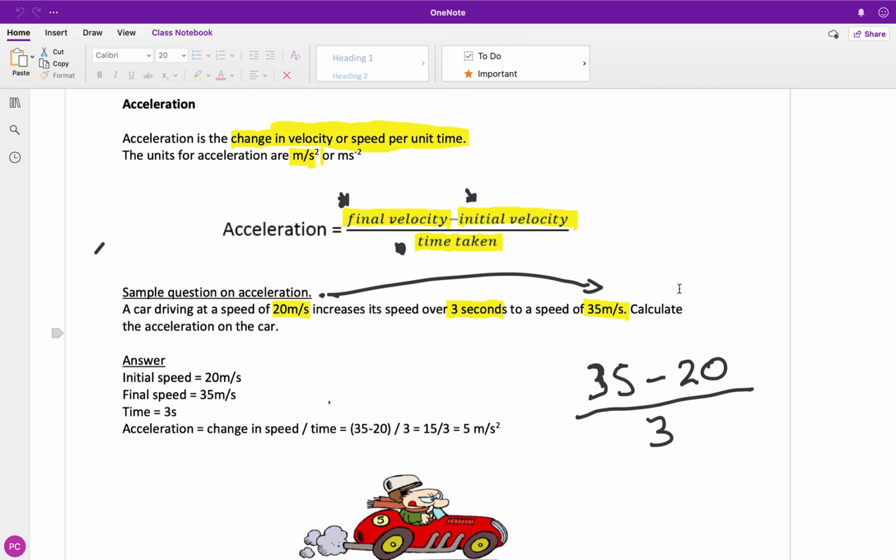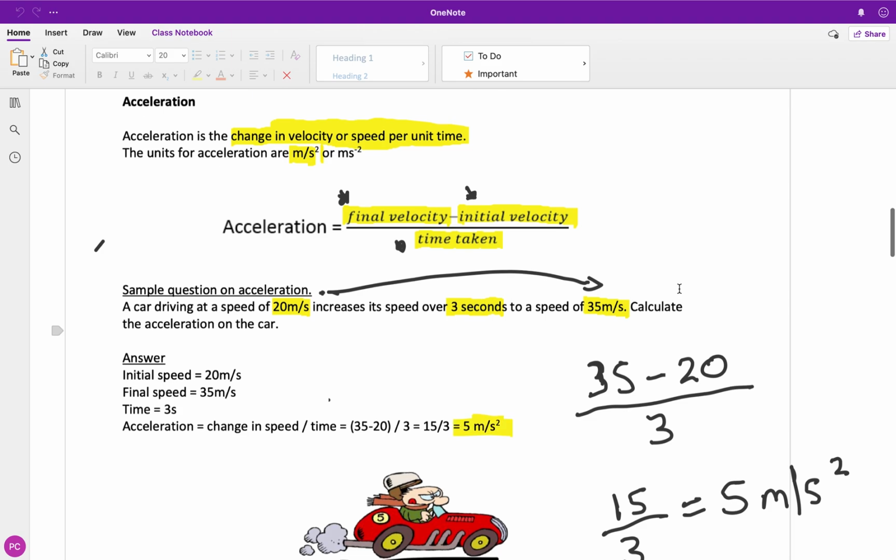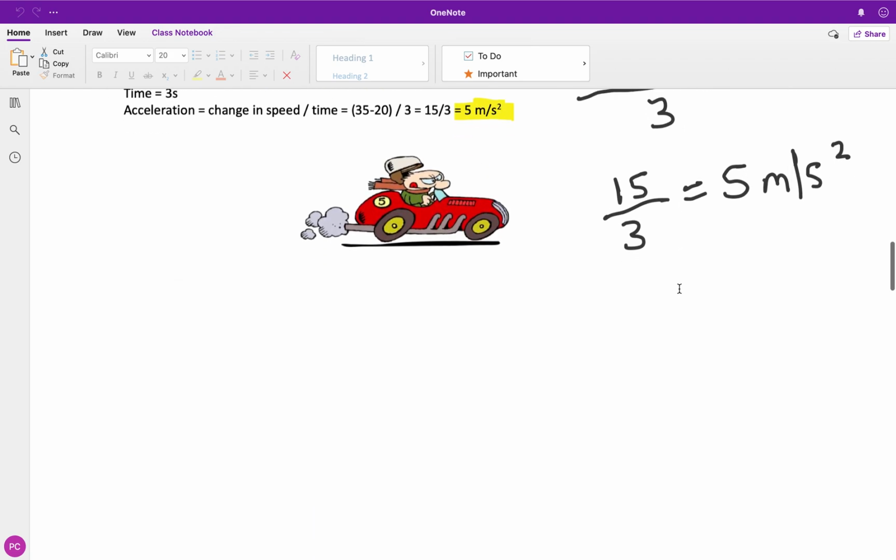Okay, so let's work that out then. That's going to be 15 all over 3, which is equal to 5 meters per second squared. And they have that there in the answer for you as well. I forgot they actually worked it out. There it is there. Okay, so there's our acceleration done.